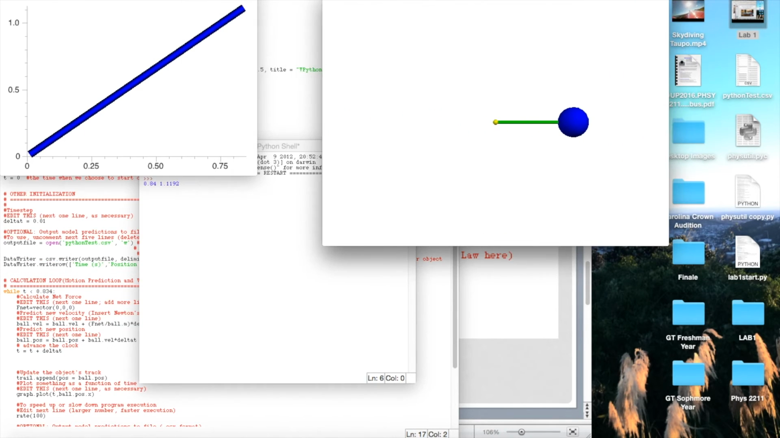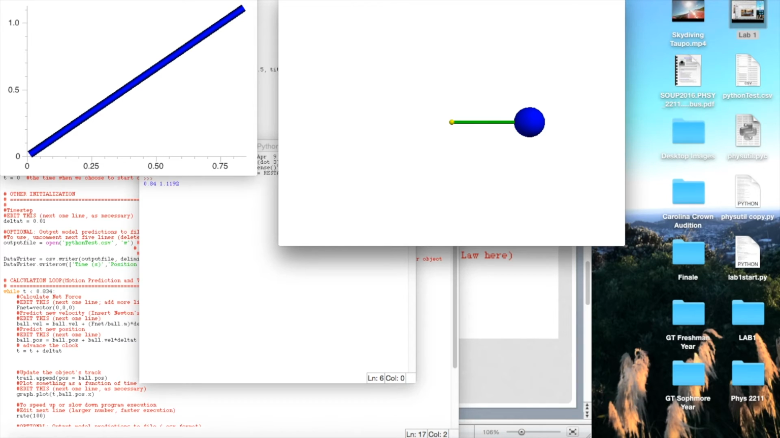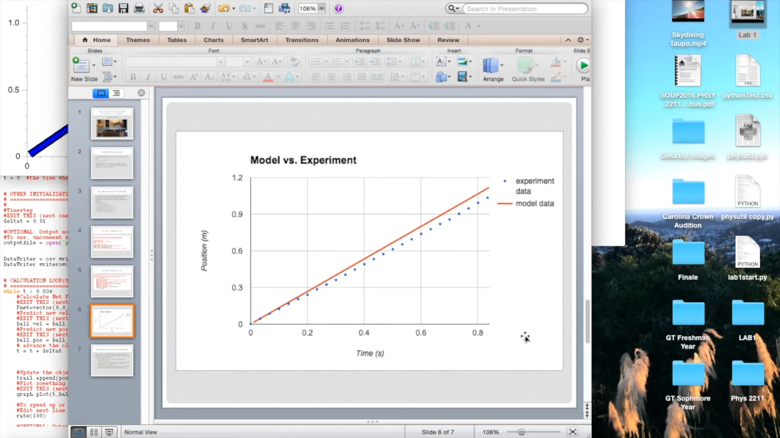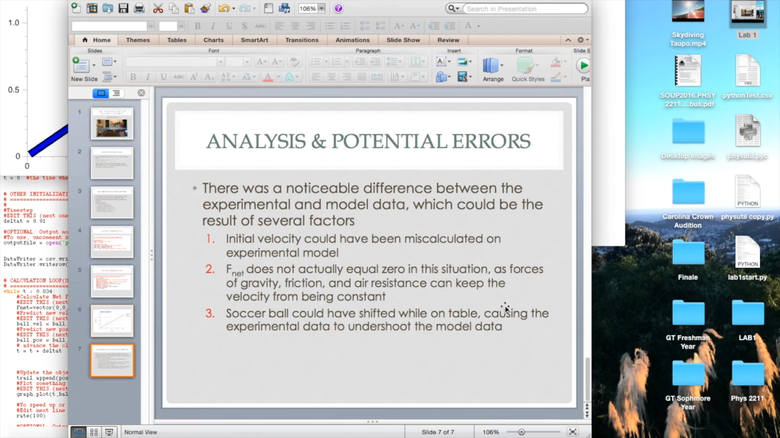As we can see when we look at that model, it's very similar to what we observed in the initial video of the ball rolling. We can see the graph on the left side. When comparing the model prediction and the experimental data, we see linear lines on both. However, the model data is slightly steeper than the experimental data, and this could be the result of a couple of potential errors. There's a noticeable difference that we saw.